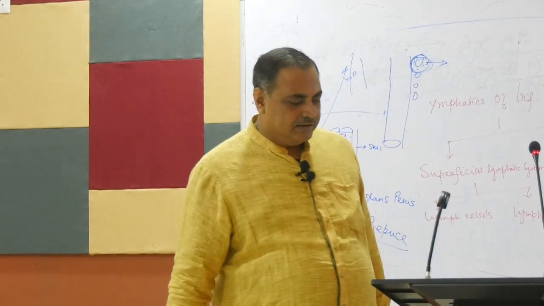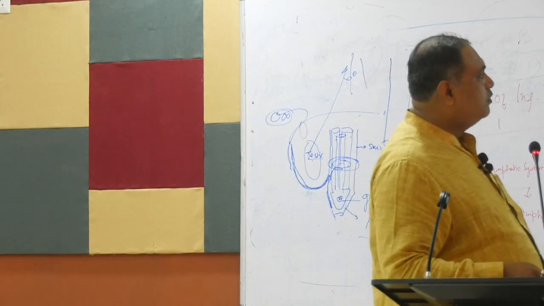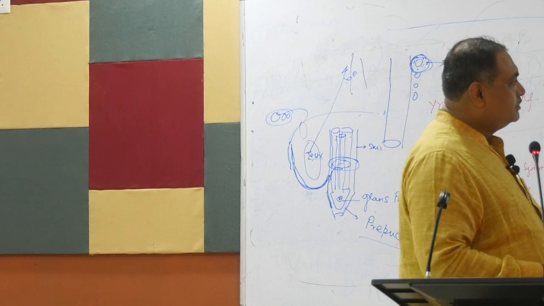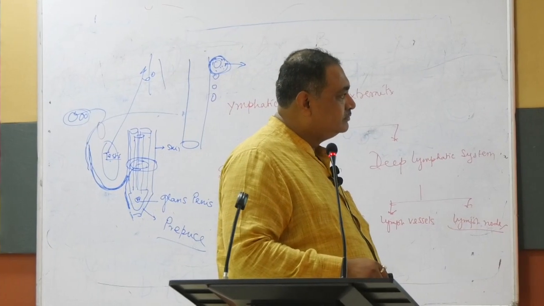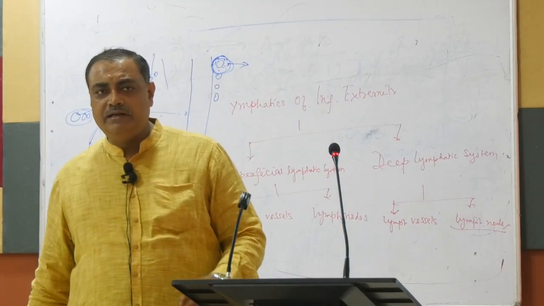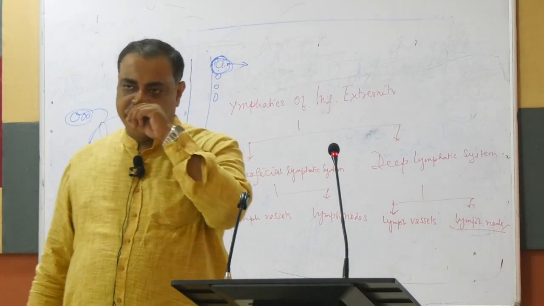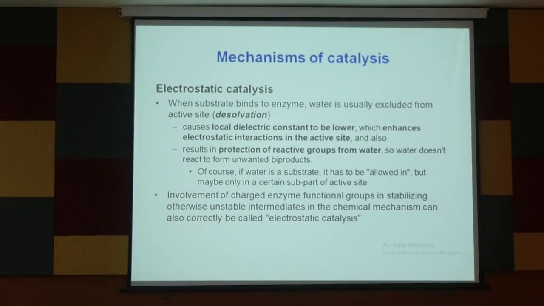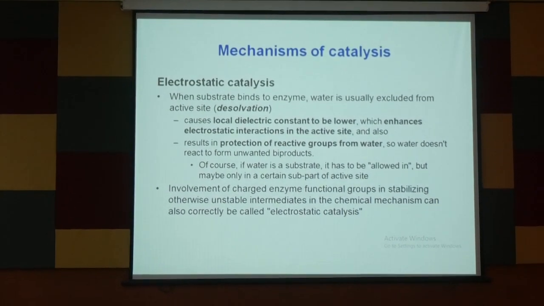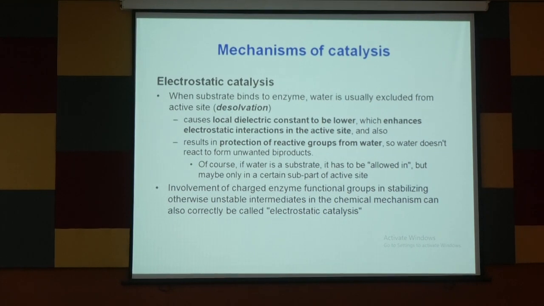Correct? So water should be removed so that they can interact, positive with negative. If they're both positive, then they will repel. Both negative, they will repel. Positive, negative, they will attract. So this kind of interaction is called electrostatic interaction.